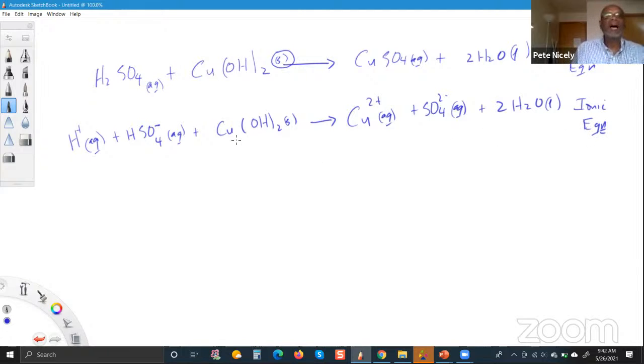Okay, so the question is, will anything cancel out in this case? And looking at this, the answer will be no. There's nothing that will cancel out because we don't have anything common to both sides. So not only would this be the ionic equation, this would also be the net ionic equation. And that's basically all that you can do with this, all right? So that's just another example of how you can determine the net ionic equation for a neutralization reaction.